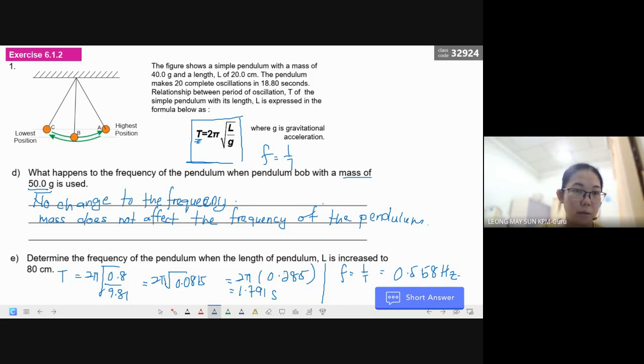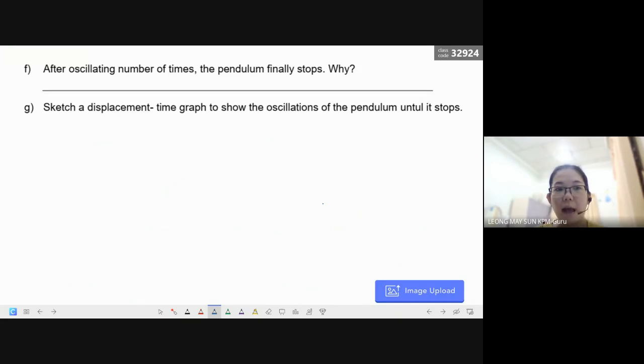Okay, so that is a question on waves. After oscillating a number of times, the pendulum will finally stop. Why? The pendulum will definitely stop because of damping. You can say damping, or you can say loss of energy. You can also say due to internal or external damping. All answers are acceptable.